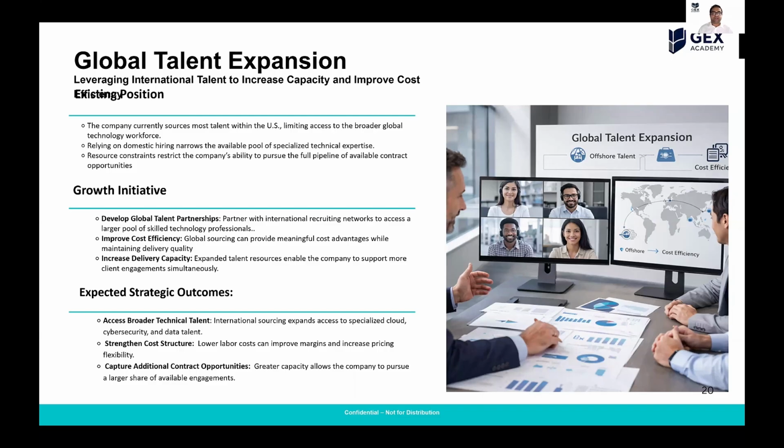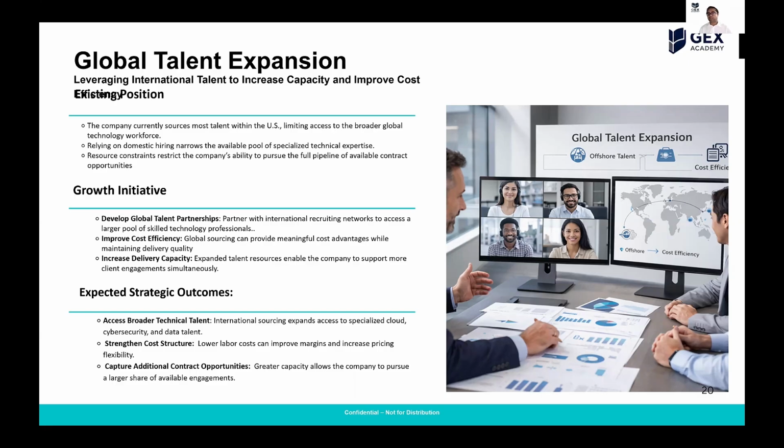So the slide begins by describing the company's existing position. Today, Technova primarily sources talent within the United States. There are many highly qualified professionals available domestically. Relying primarily on one geographical market can limit access to specialized skills and also constrain the overall recruiting pipeline.